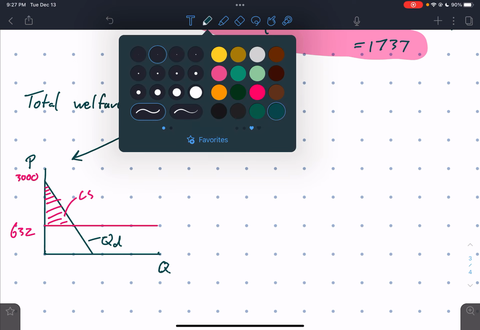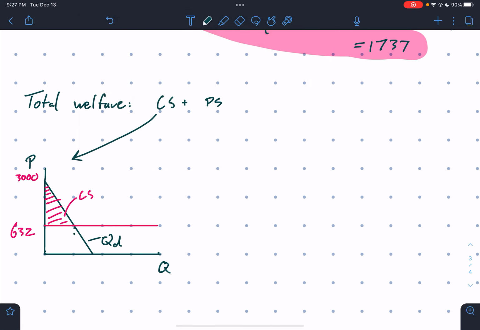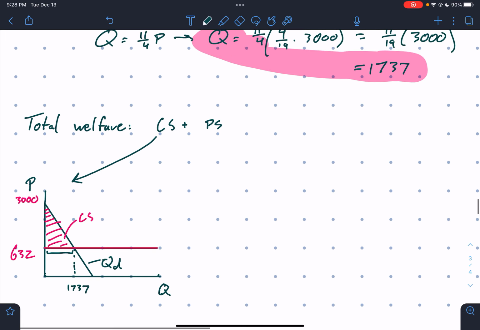We need to fill in some quantities here. So this horizontal distance right here is just going to be the amount that's sold in equilibrium. So it's going to be 1737. It's sold at a price of 632. So we're going to look at the area of this shaded region right here.